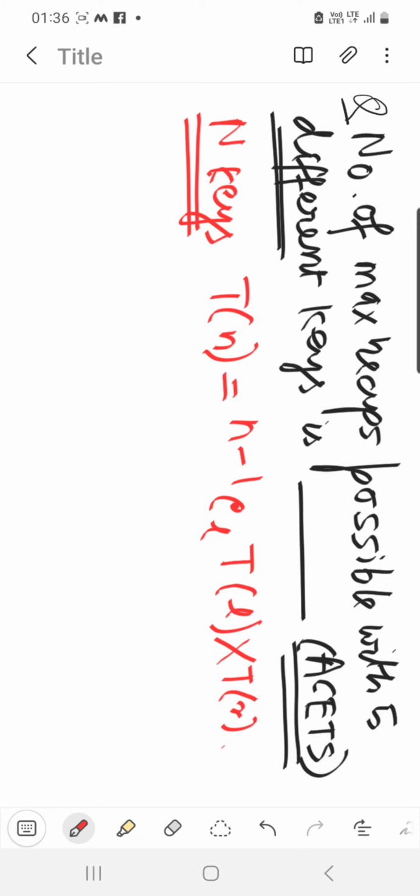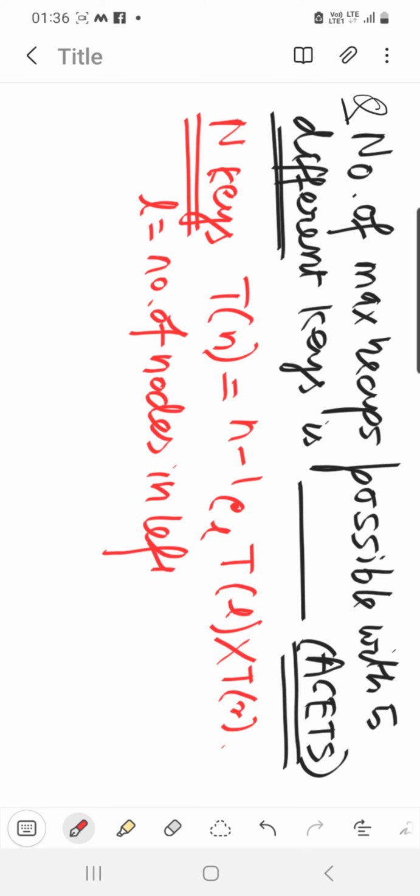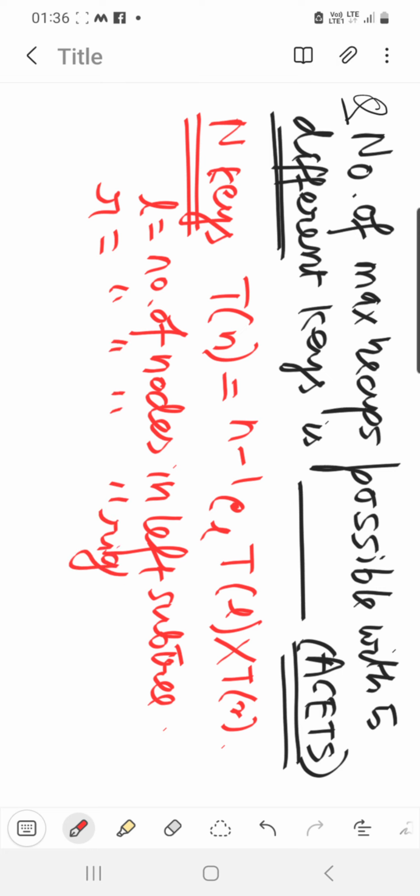So what is L, what is R? L is the number of nodes in the left subtree, and R is the number of nodes in the right subtree. So I have to use this formula for calculating that.